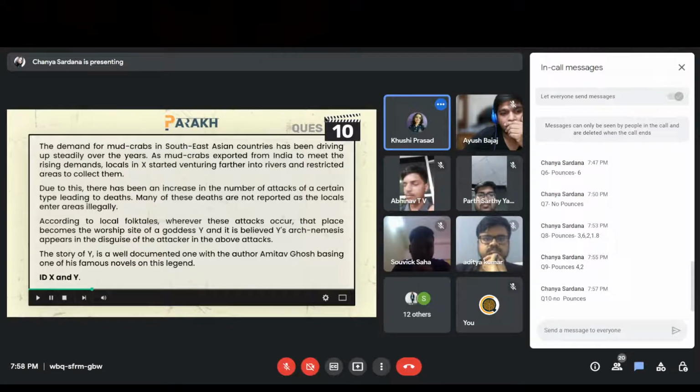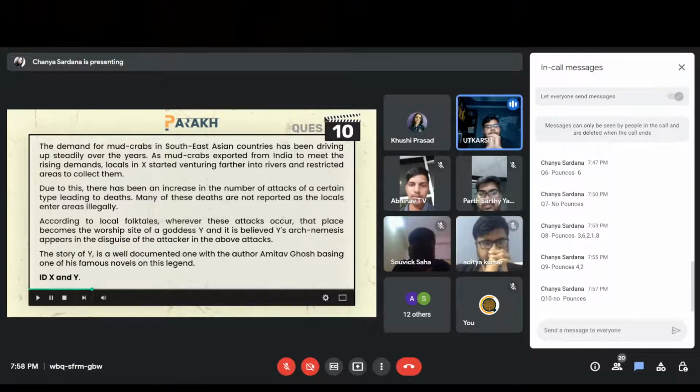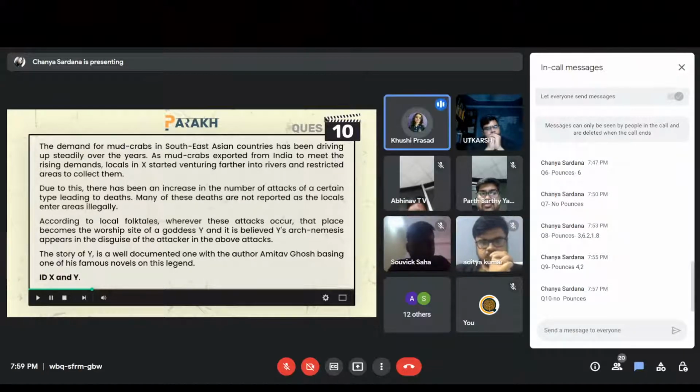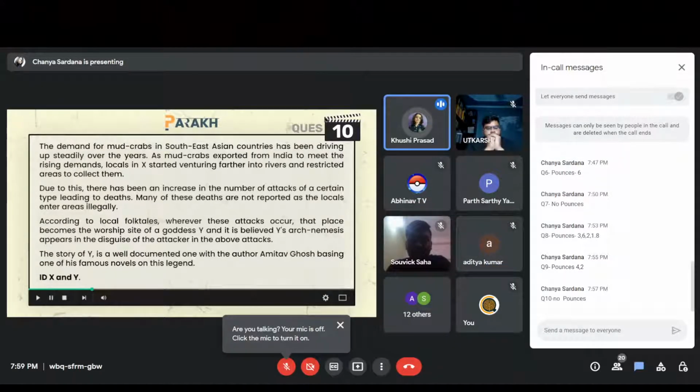Okay, so team 1. So I'll guess X would be Sundarbans, so tiger deaths would lead to the worship site of a goddess Durga. So Sundarbans and Durga is my guess. Okay, so X is Sundarbans. So team 1 will get 5 points. And for Y, this question will now be bounced to team 2.